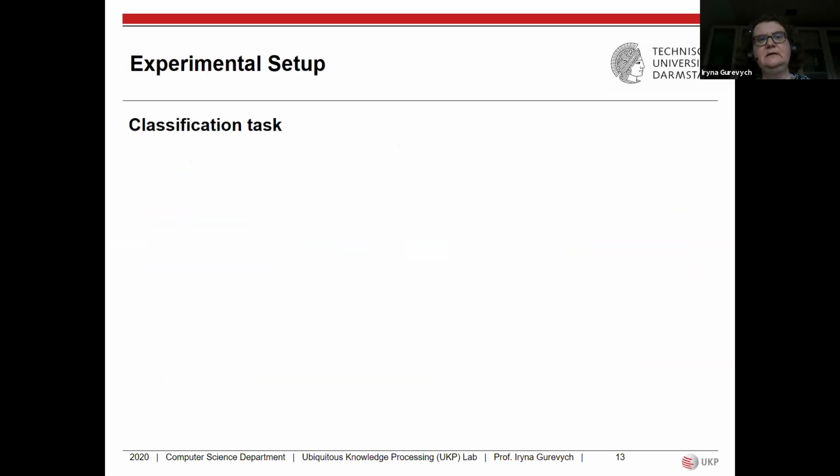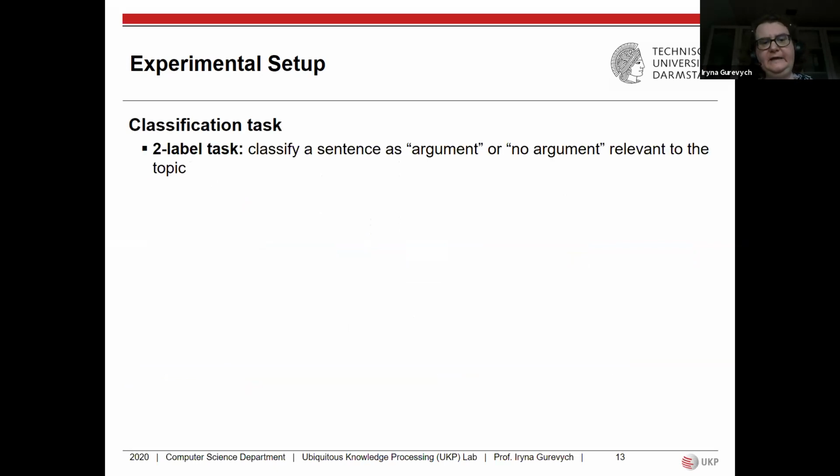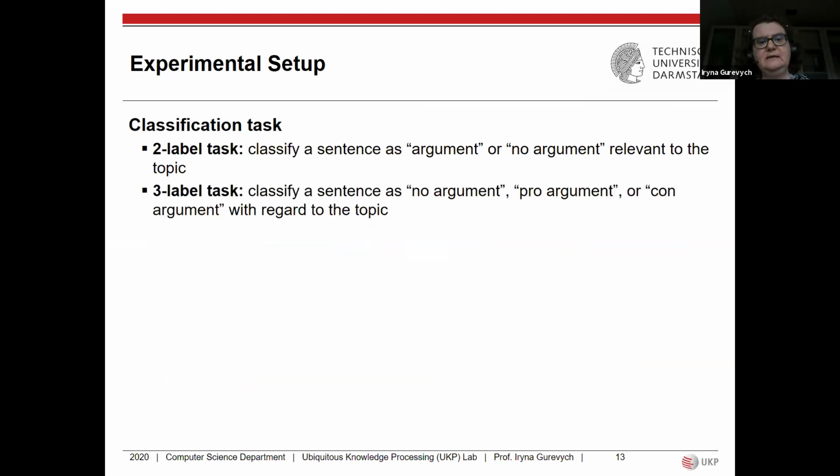So the classification task is defined along 2 scenarios. One of them is a 2-label task where we classify a sentence as argument or no argument relevant to the topic. And the second scenario is a 3-label task where we classify a sentence as no argument, pro argument, or con argument with regard to the topic. And we use the cross-domain evaluation where we train on n-1 topics and test on the left-out topic.